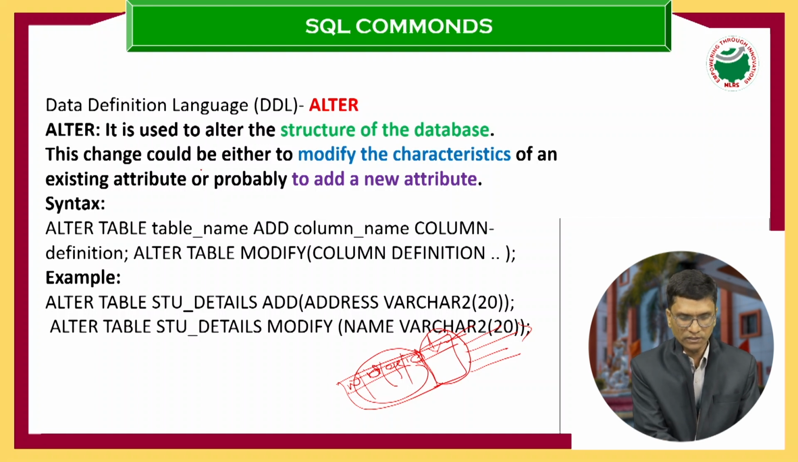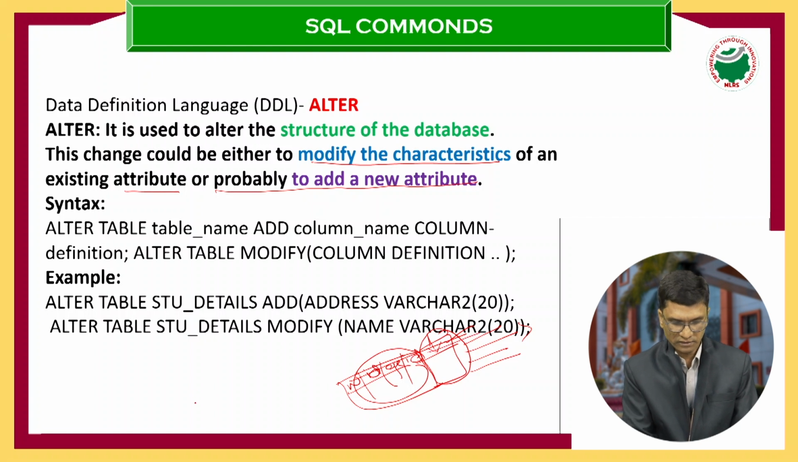This change could be either to modify the characteristics of existing attributes, or to add new attributes. Here, suppose ID, name, age and address are there. If you want to add marks, that is known as an altered thing. So how to add a new attribute into our table? By using this syntax, we can easily make the modifications. Alter table, table name, that is student. Add column name. What did we add here? Marks. The column is marks, then the column definition.